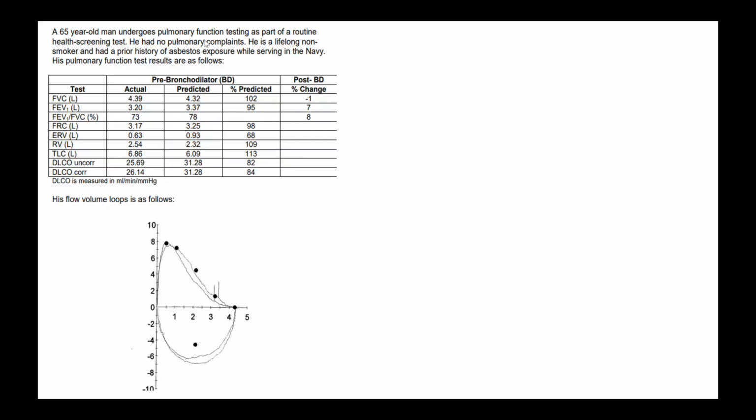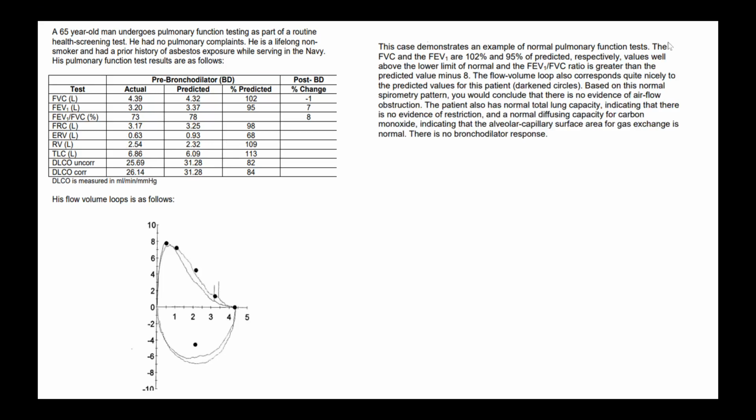A 65-year-old man is undergoing a pulmonary function test as part of routine health screening, with no pulmonary complaints. He is a lifelong non-smoker with no prior history of asbestos exposure while serving in the Navy. His functional values are: FVC is very good, 100% of predicted. FEV1 is also 95%. The ratio is also normal. TLC is also normal. RV is also normal. DLCO is also fine. His flow volume loop is also like this. What is the inference? Normal, sir. So this demonstrates a normal pulmonary function test.